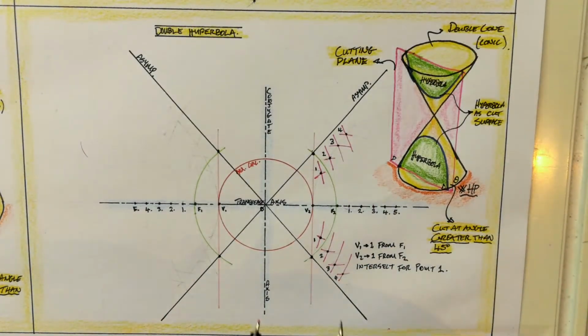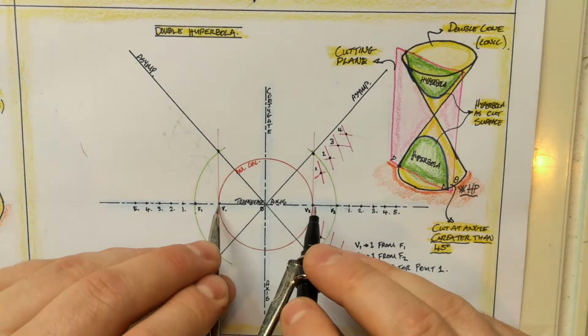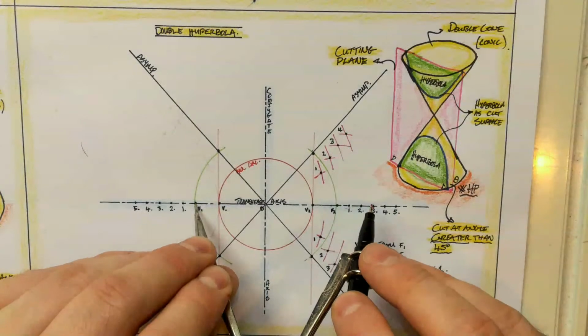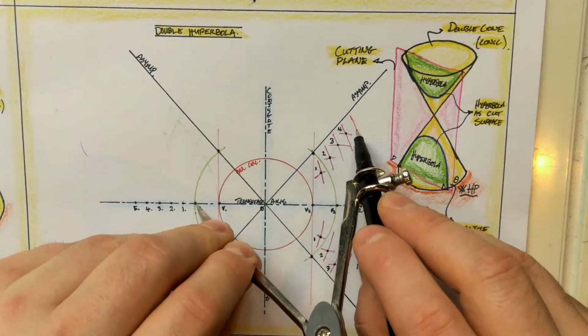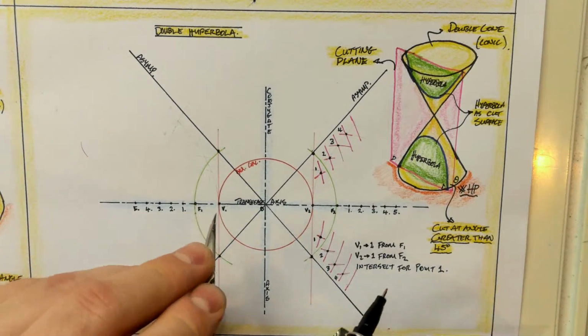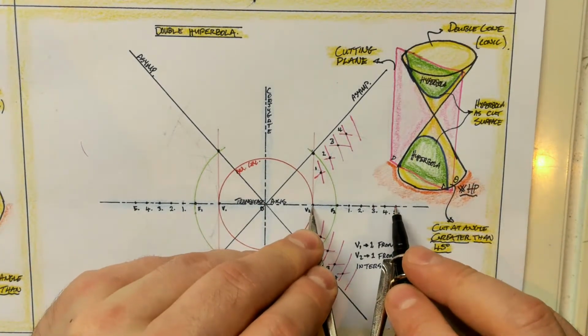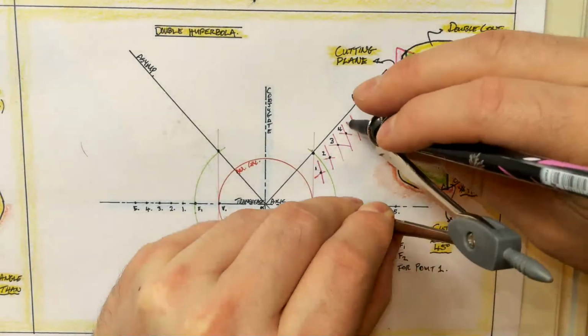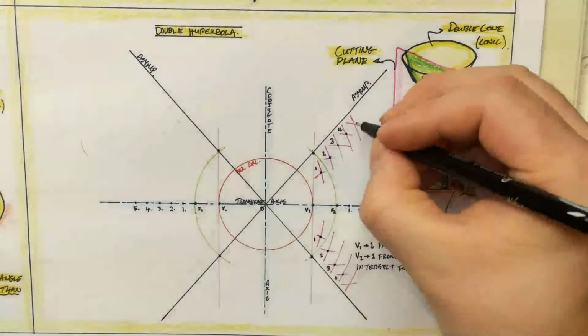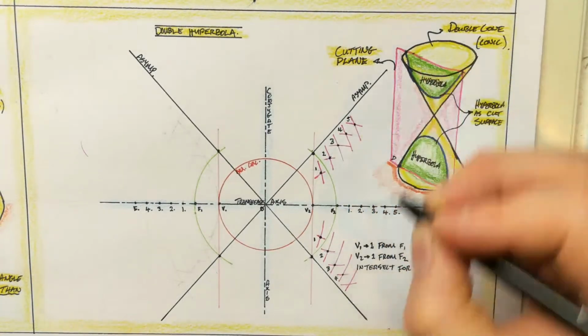And then finally the 0.5. V1 goes to 0.5, step it back to F1, swing your arc close to the asymptote line. Go to V2, measure the 5, go to F2, swing your arc to intersect. Okay, and then you have 5.